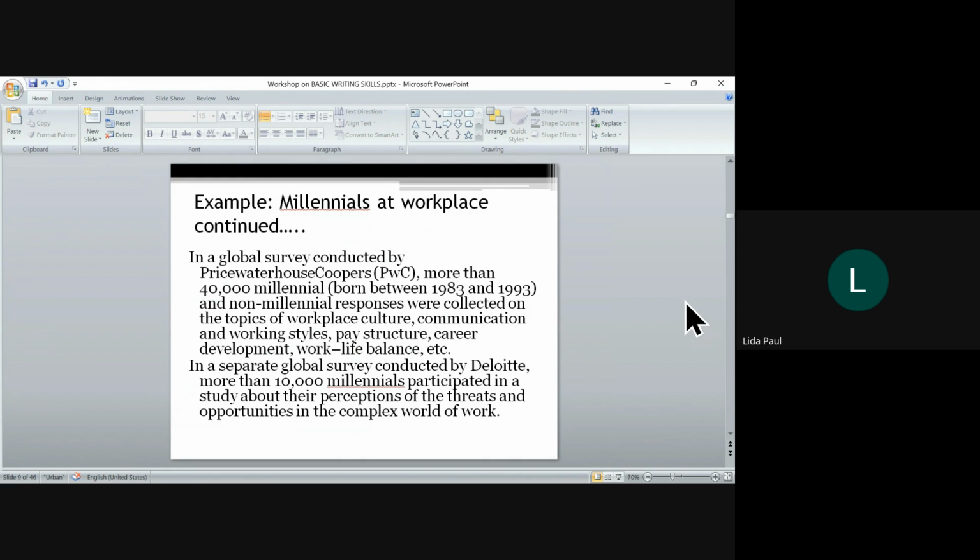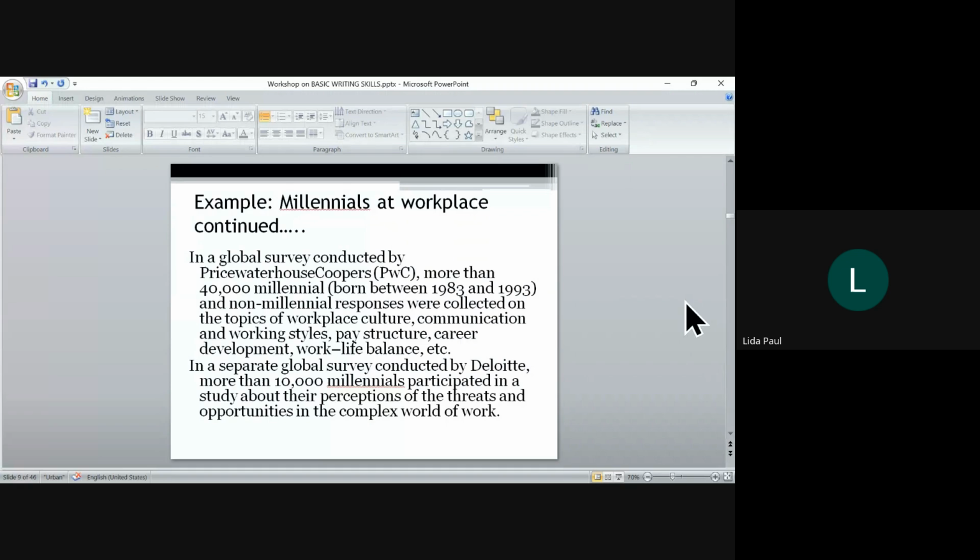It basically tells you what that report tells you, right? More than 40,000 millennial and non-millennial responses were collected on working child space structure. A separate global survey was conducted by Deloitte. More than 10,000 millennials participated in a study about their perceptions of the threats and opportunities in the complex world of work. All of them are basically what?